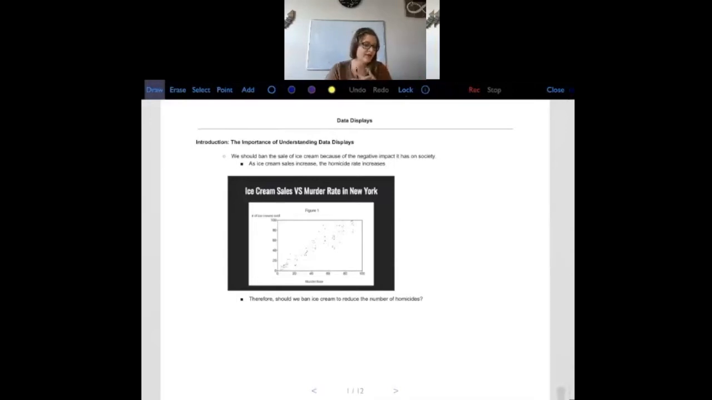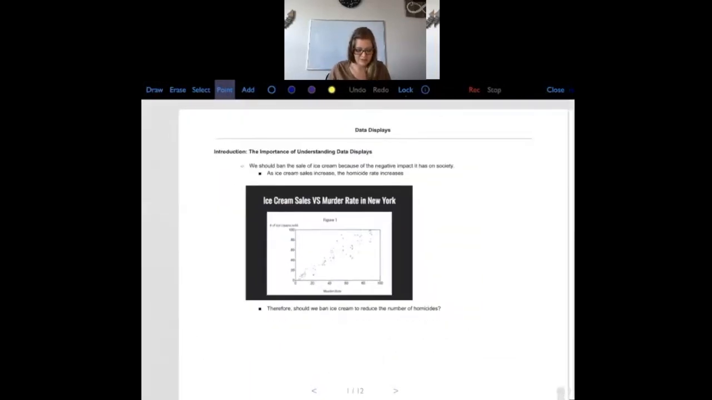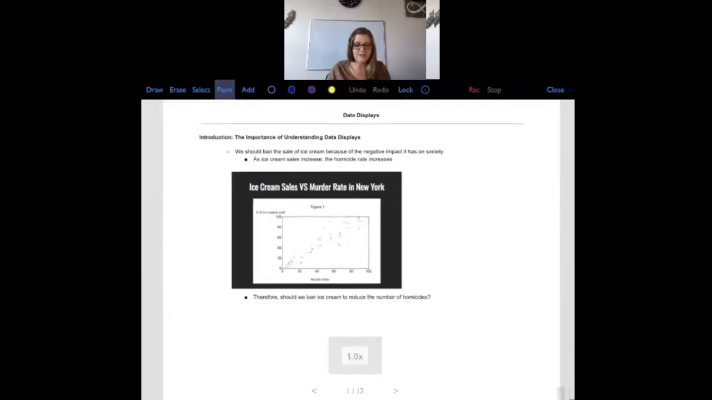Okay, so first of all, the understanding of data displays. We have a display here, and the display is showing that the murder rate is going up as shown by the x-axis, and so is the number of ice cream sold. So should we ban ice cream to reduce the number of homicides? Probably not. If we're not interpreting this graph correctly, it could lead to false conclusions or potential misinformation. That's why it's important to understand the visuals presented as it relates to data.